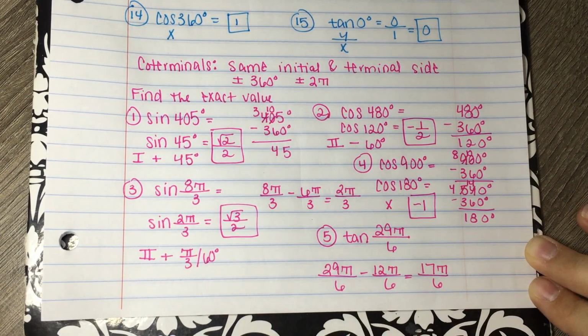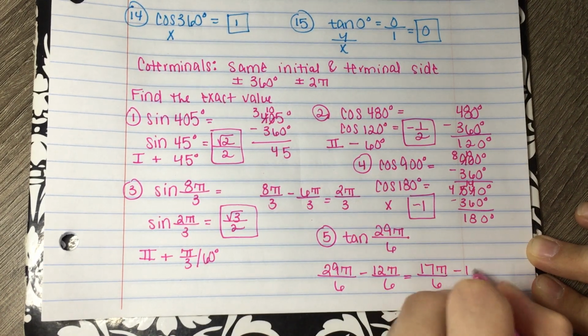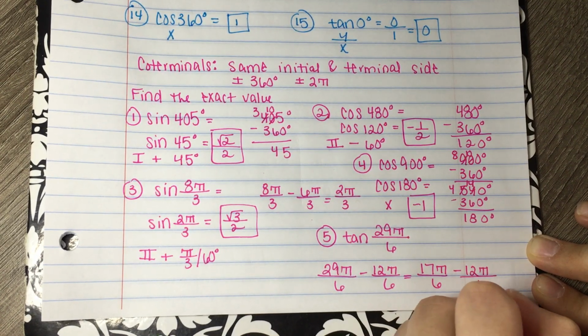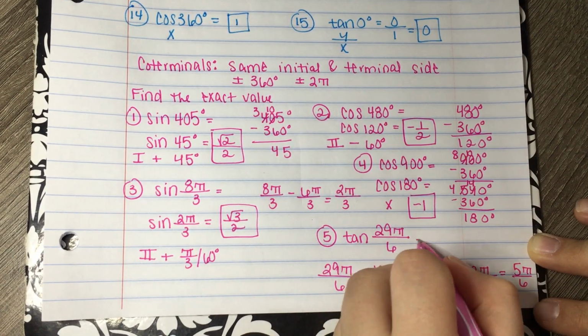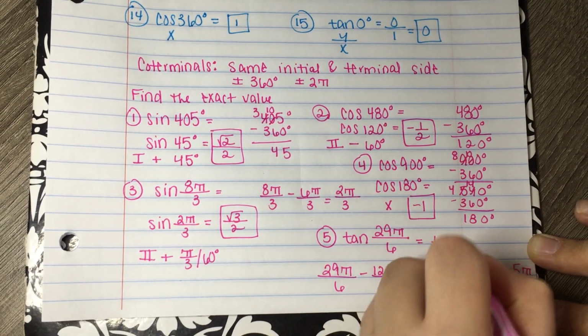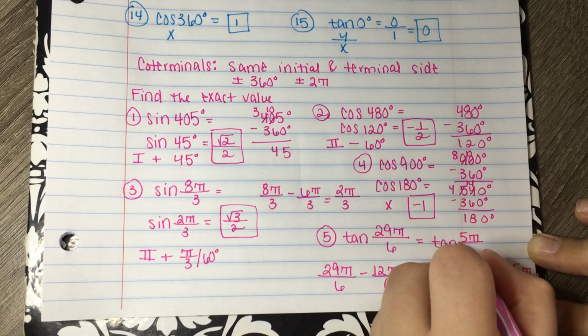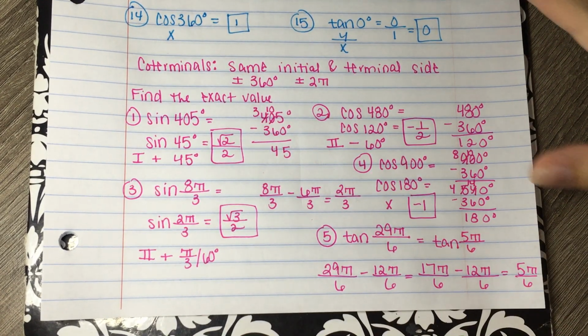And then that's still past 2 pi. So let's do another rotation. And I see here that I'm really evaluating tangent of 5 pi over 6. So tangent of 29 pi over 6 is the same as tangent of 5 pi over 6. And then we use the same process we used before.